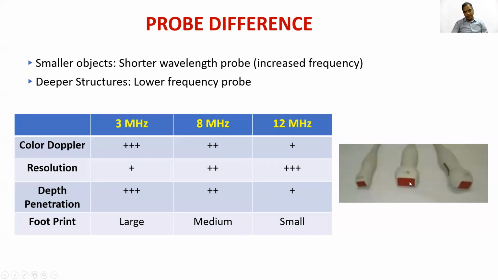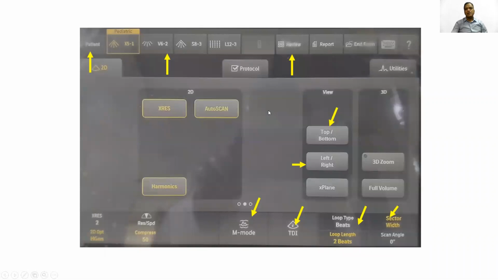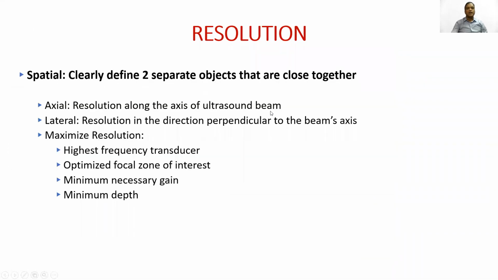The footprint is here. The red one is the footprint. It is larger in case of 3 megahertz and smaller in case of 12 megahertz. For seeing smaller objects like coronary arteries, we have to use the higher frequency probe like the S12 probe. For deeper structures, as in case of adolescents, we have to use the 3 megahertz. These are the buttons on the machine, but it can be different in different types of machine. There is continuous wave Doppler, pulse wave Doppler, 2D, color Doppler, acquire, and various other buttons.